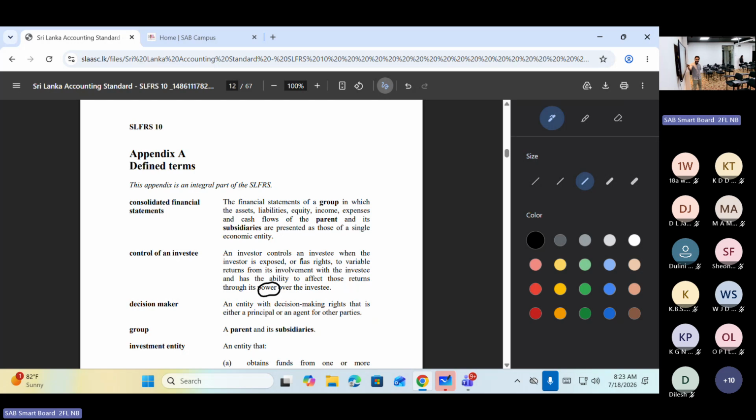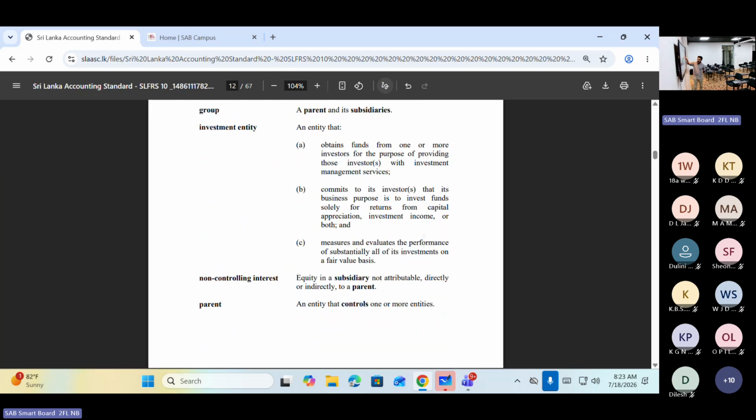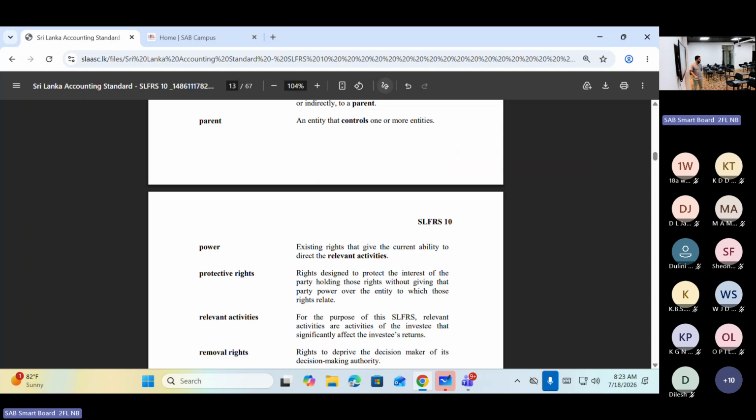Once we are discussing control of the investee, we have a word called power. We have a word called power. For power, we have a definition like this. What is power? Existing rights that give the current ability to direct the relevant activities. Put that definition in as well.